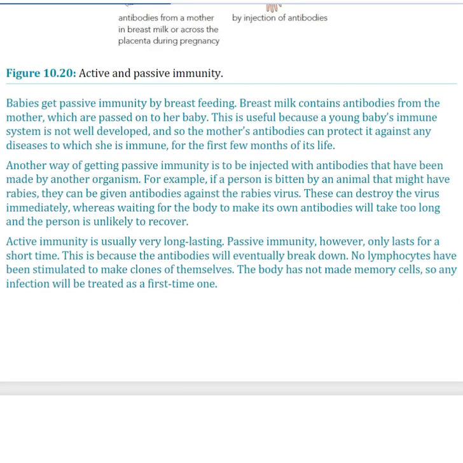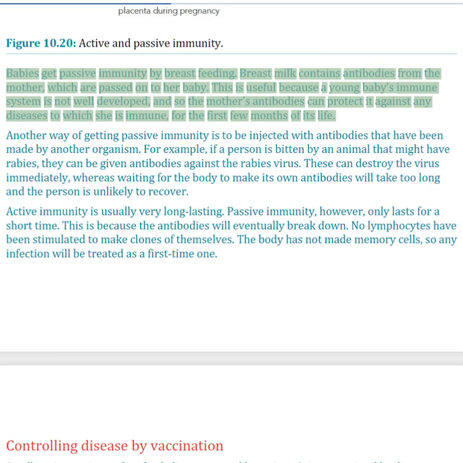We can also be given a different kind of immunity, called passive immunity. A person has passive immunity to a disease if they have been given ready-made antibodies that have been made by another organism. Figure 10.20: Active and passive immunity. Babies get passive immunity by breastfeeding. Breast milk contains antibodies from the mother, which are passed on to her baby. This is useful because a young baby's immune system is not well developed, and so the mother's antibodies can protect it against any diseases to which she is immune for the first few months of its life.